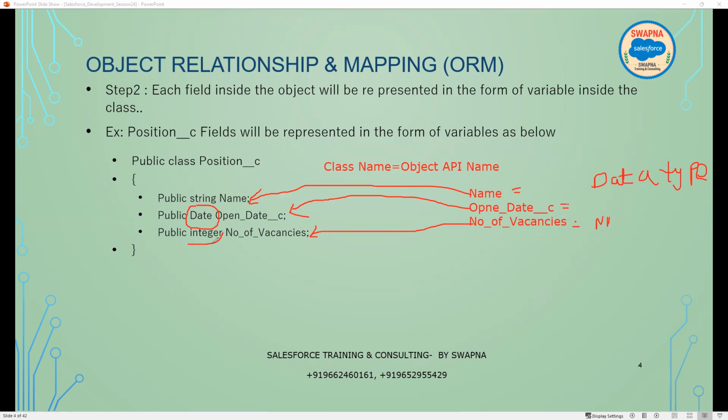So this is how, whenever we create a new field, ultimately those fields are converted into a variable and stored in the ORM class called position underscore underscore c, or the related object, whichever object it is, the same object will be stored. Now, along with this, Salesforce is storing a few more pieces of data.